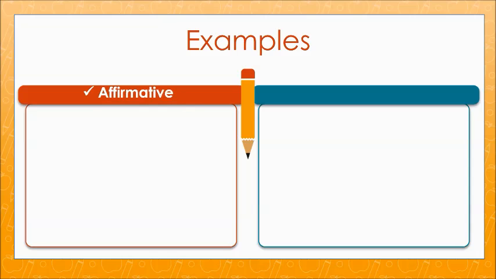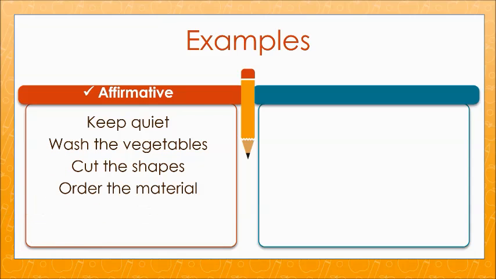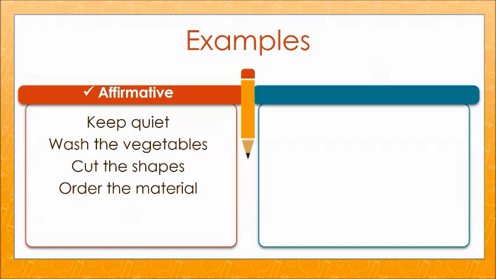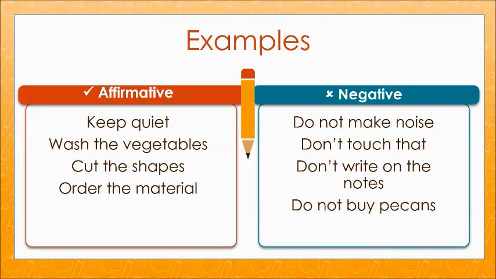The affirmative. Keep quiet. Wash the vegetables. Cut the shapes. Order the material. Start with the verb in a simple form and a complement. And the negative. Do not make noise. Don't touch that. Don't write on the notes. Do not buy pecans. Always start with a negative.